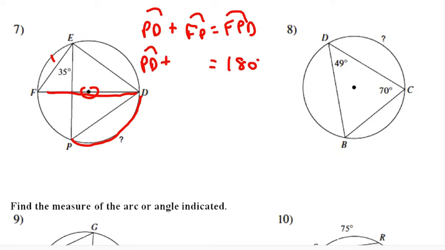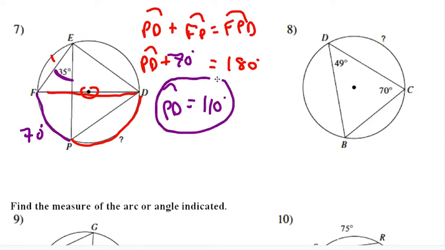Plus, can we figure out FP? And the answer, of course, is, well, this 35 degrees I have to assume is talking about this, which means it's subtending that arc. 2 times 35, which is 70, would be the measure of that arc. So then PD is equal to 180 minus 70, or 110 degrees. That's what the arc is equal to. Okay.